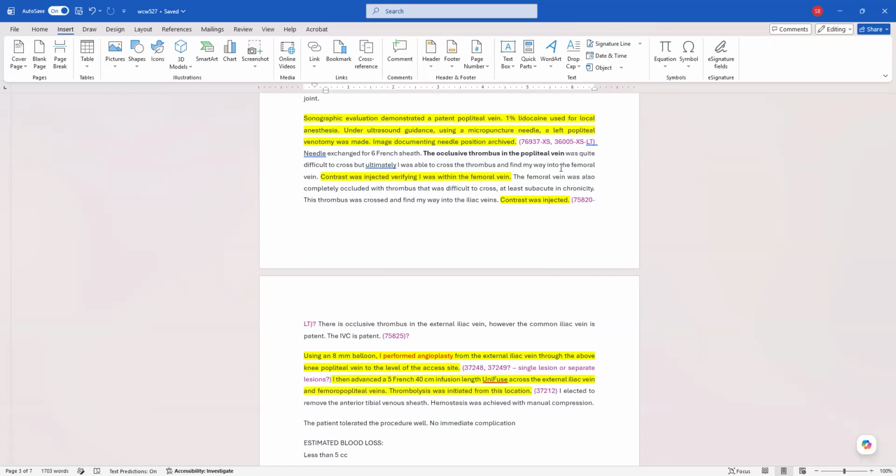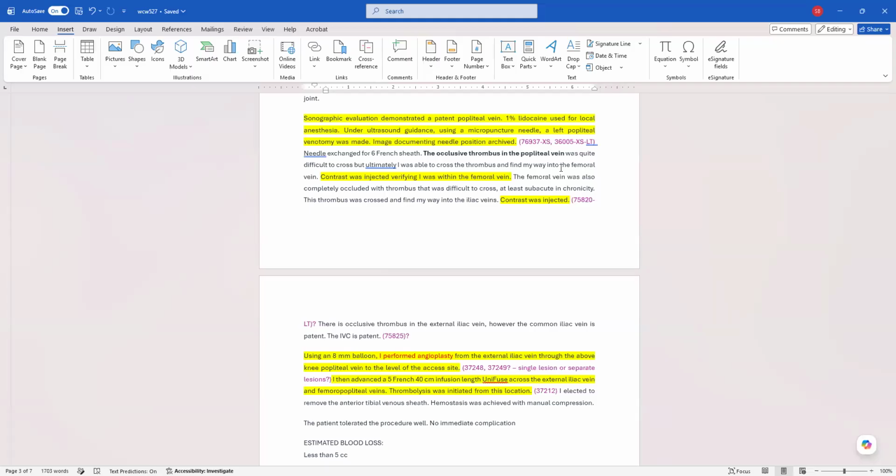Then it goes on to say that the femoral vein was completely occluded with thrombus. It was difficult to cross. And then the thrombus was crossed, and the physician made the way into the iliac veins, and then contrast was injected. Now, here it's not talking about verification, it actually has findings there. So I did put the imaging codes there for the 75820 LT with a question mark, and also for the IVC, the 75825 with a question mark, because again, we have the conflicting information in the beginning of the report about whether or not this is truly diagnostic angiography.